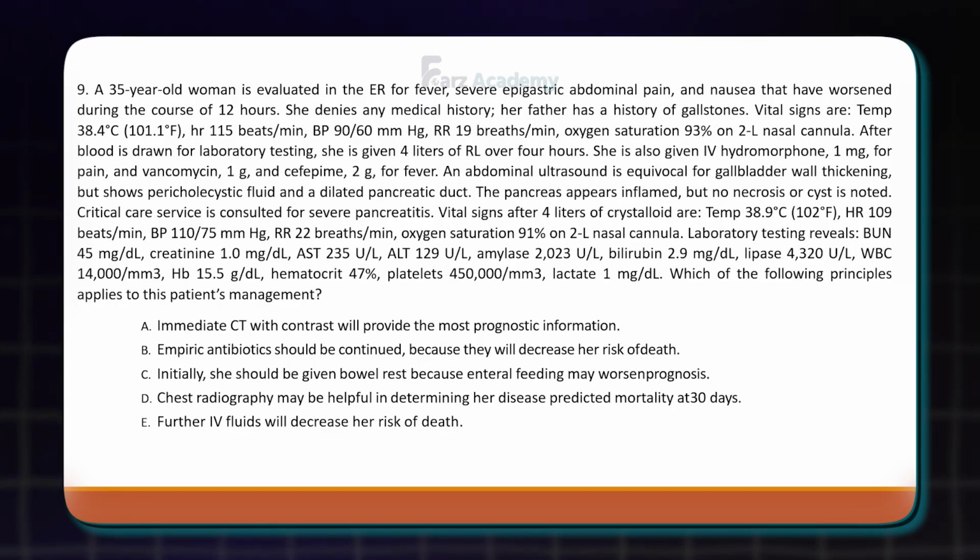Lots of clues given in the question. Okay, they're asking which principle can be applied for management of the patient. First is immediate CT with contrast will provide the most prognostic information. Empiric antibiotics should be continued because they will decrease her risk of death. Initially, she should be given bowel rest because enteral feeding may worsen the prognosis. Chest radiograph may be helpful in determining her disease predicted mortality at 30 days. And further IV fluids will decrease her risk of death.